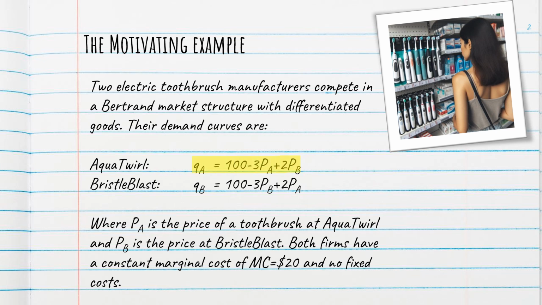AquaTwirl's demand is Q equals 100 minus 3PA plus 2PB. Bristleblast's demand function is Q equals 100 minus 3PB plus 2PA. Just to be clear, PA is the price of a toothbrush at AquaTwirl, and PB is the price at Bristleblast. We are also told that both firms have a constant marginal cost of $20 and no fixed costs.